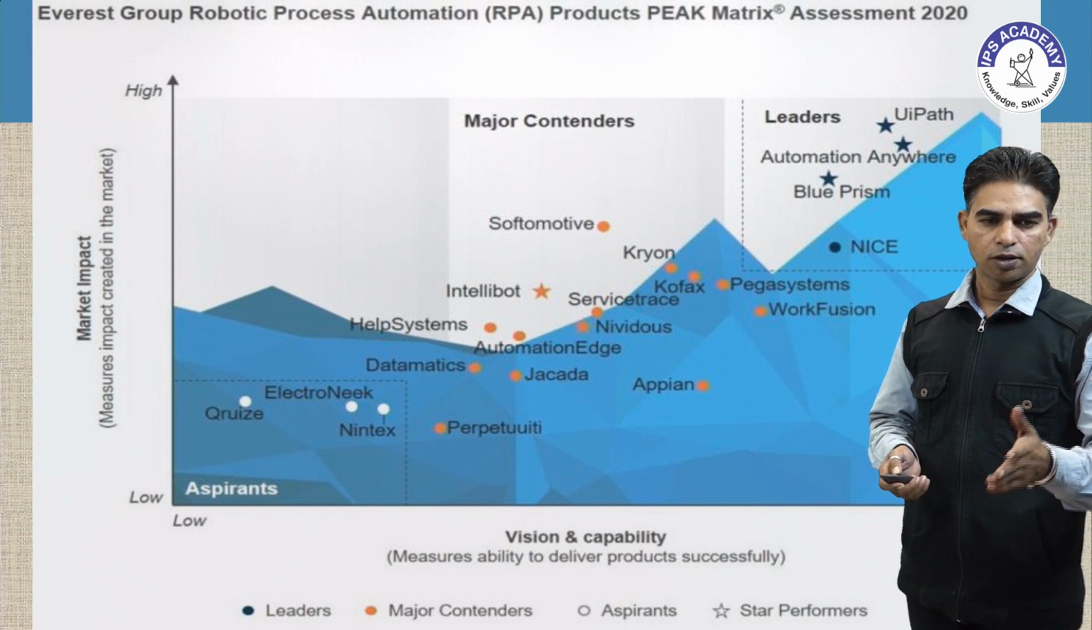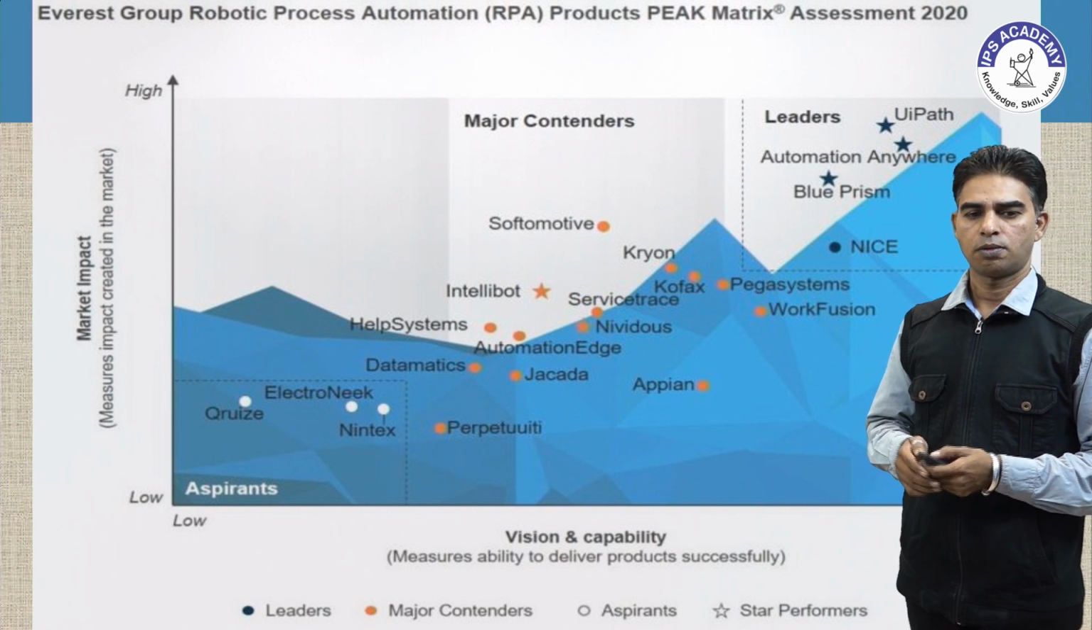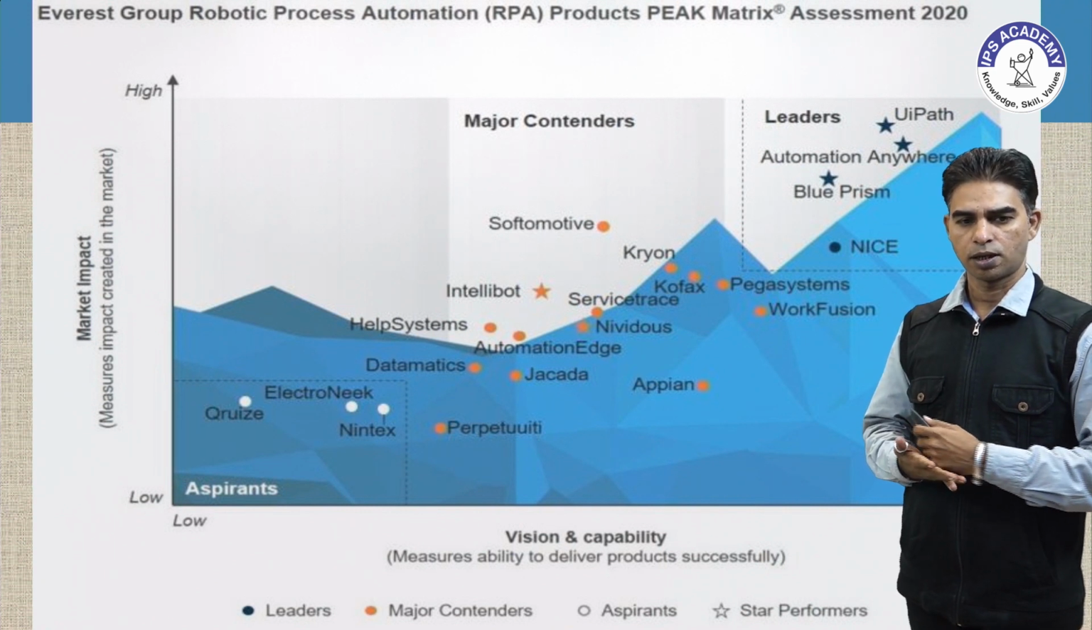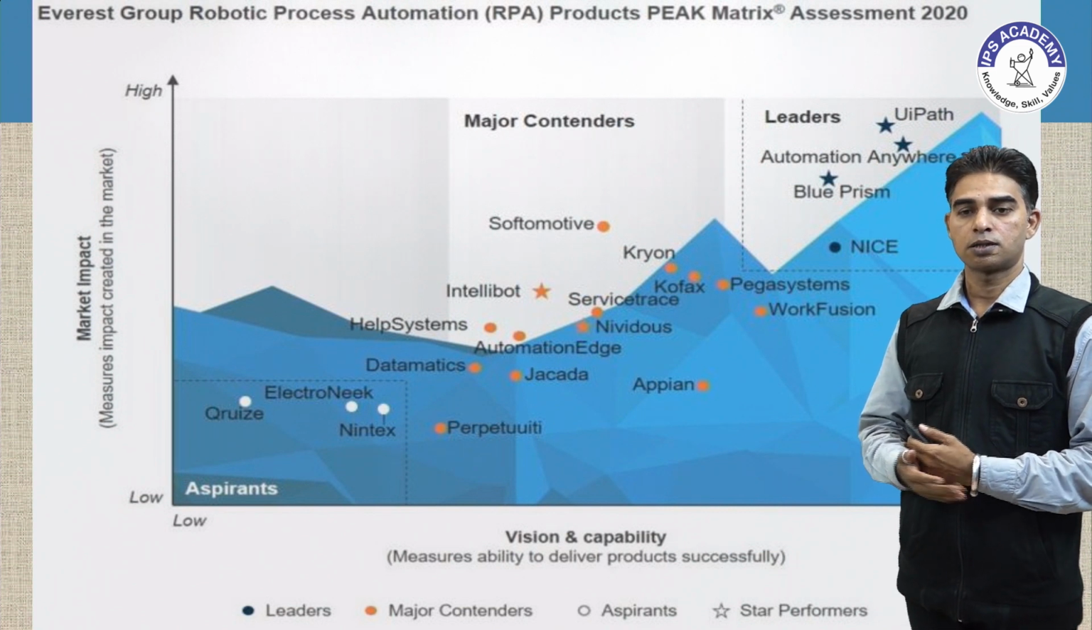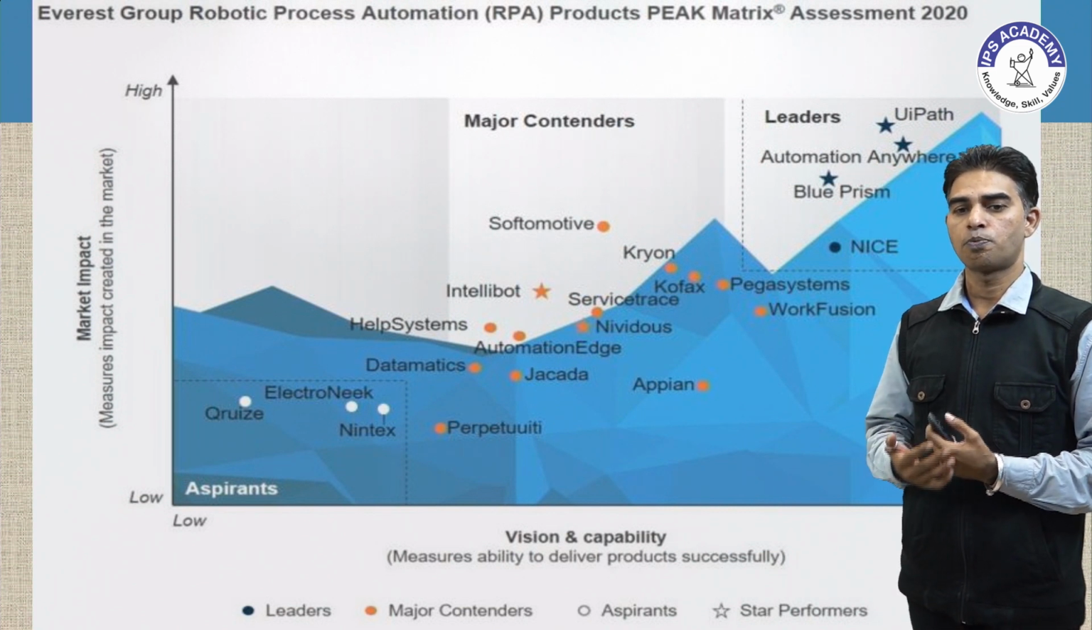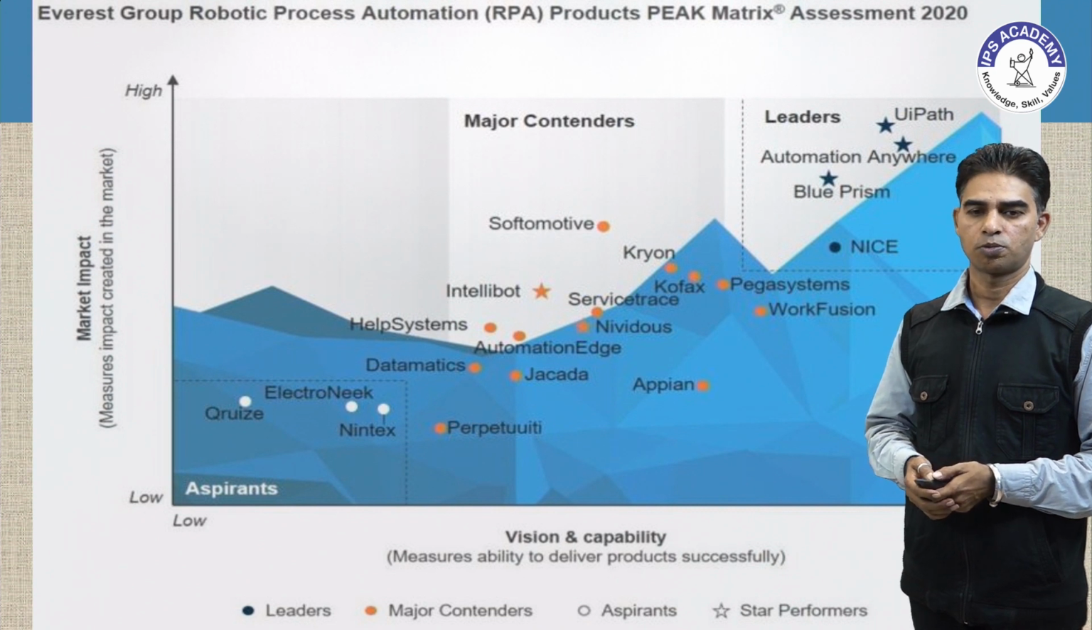Now Microsoft is also here. Microsoft also has their automation software. So this is also working here. But there are 3 listed companies, and they are the top performers in robotic process automation.